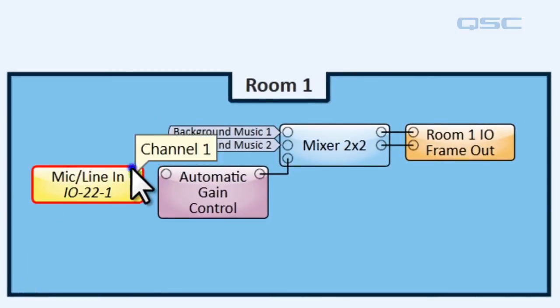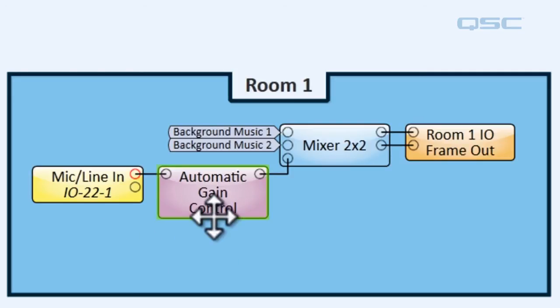So here, I've created a signal path for our first room. The IO22 input card is routed to an automatic gain control to keep the bingo operator's levels in check. Then I have a mixer that lets me play some background music and announcements in this room from another audio player in my design. Eventually, it's all sent out to the loudspeakers in that room through this I/O frame.